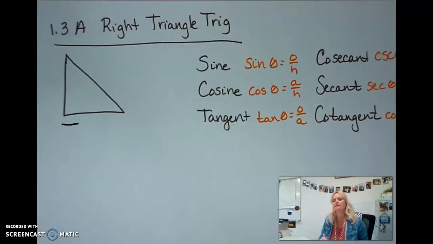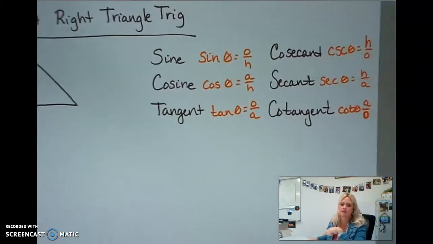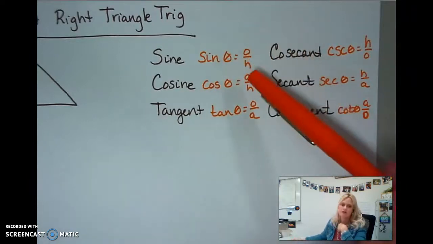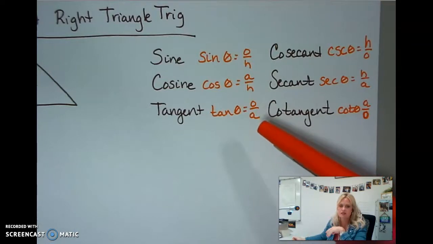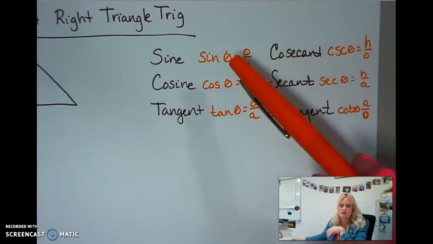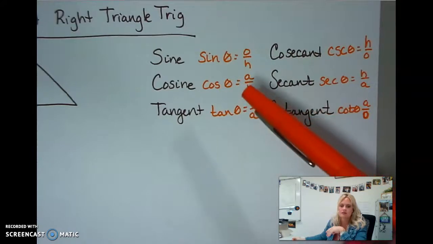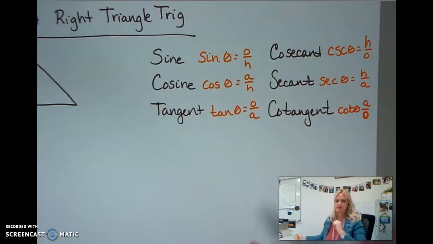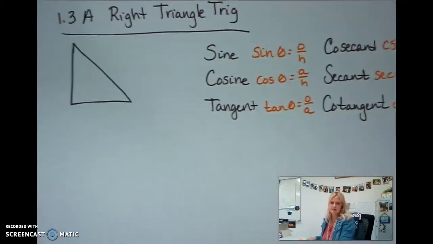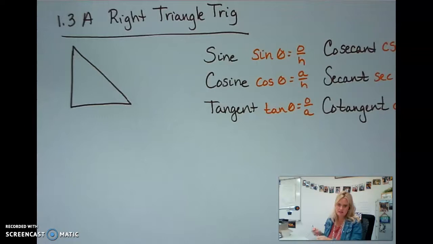Alright everybody, today we are going to learn 1.13 right triangle trig, and we are going to review a little bit of our SOHCAHTOA. We already learned that sine is opposite over hypotenuse, cosine is adjacent over hypotenuse, tangent is opposite over adjacent, and then cosecant is the reciprocal of sine, secant is the reciprocal of cosine, and cotangent is the reciprocal of tangent.